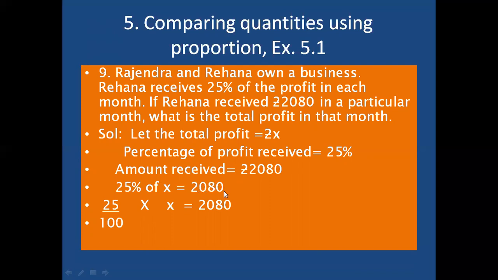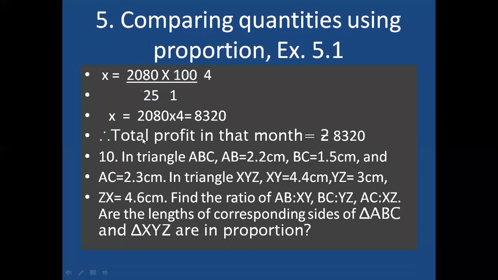2080, which is equal to 2080. Then how will you write 25%? 25 by 100 into X. So 25 by 100 into X is equal to 2080. Then X is equal to 2080 into, 25 by 100 is going to that side, it will become reciprocal. So the reciprocal of 25 by 100 is what? 100 by 25. So into 100 by 25.